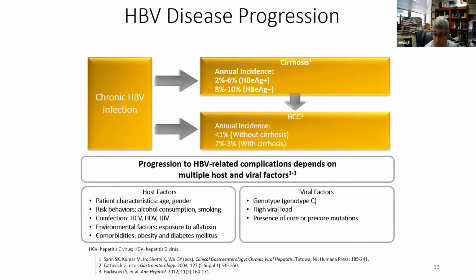And then it depends on a number of other factors. We don't really do a lot of genotyping for hepatitis B. It is possible to do it, but the Asian genotypes, which are B and C, probably have a higher incidence of liver cancer associated with them.